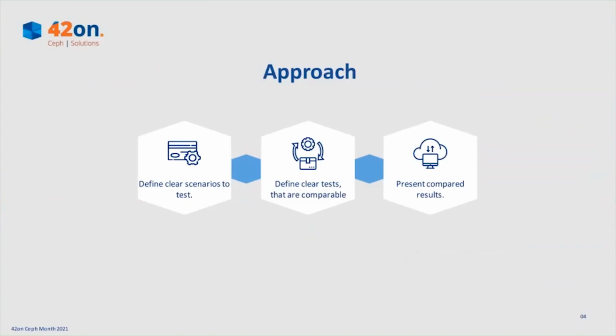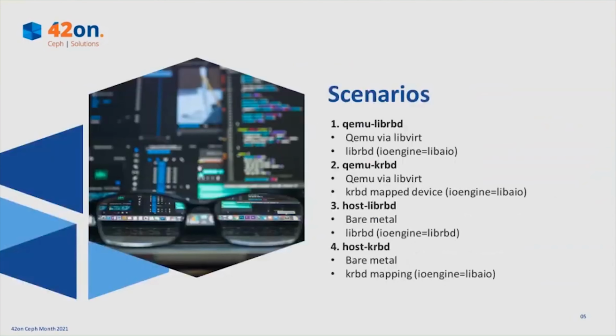So we set out with a clear goal. We wanted to define clear scenarios to test, define clear tests where the results are comparable, and then present these compared results. What we often find is that somebody will think something or feel something about the performance, but not be able to describe what the exact test was or what the exact scenario was. So we feel that it's very important. Still, I'm here talking about my feelings. We feel like it's important.